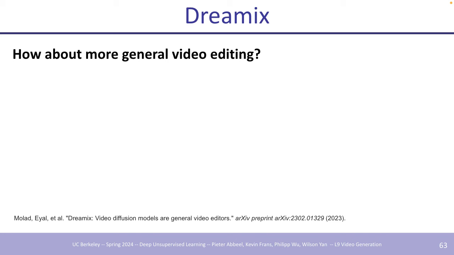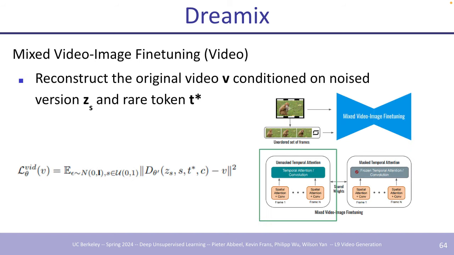Okay, and the last paper I'll be talking about is called Dreamix. It supports more general video editing. The way this works, in its simplest terms, is you have a pre-trained text-to-video diffusion model, and then you can apply an SDEdit style thing, but that limits it towards broader style changes. You're still retaining a lot of the structure of the video. So what happens if you also want to edit the motion of the video?